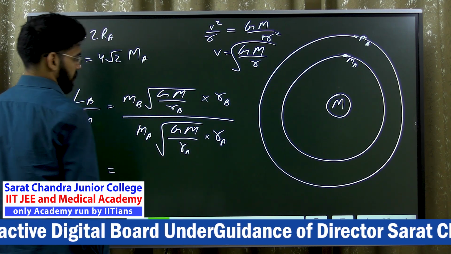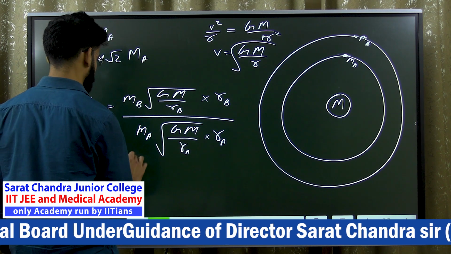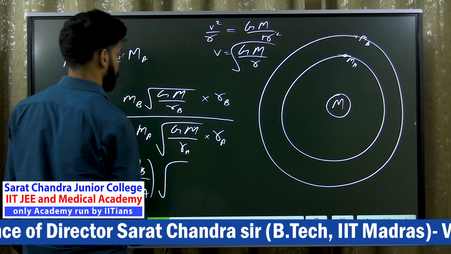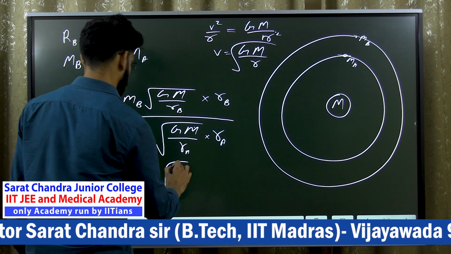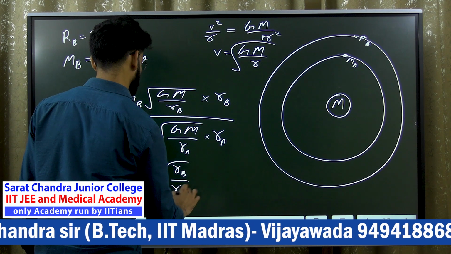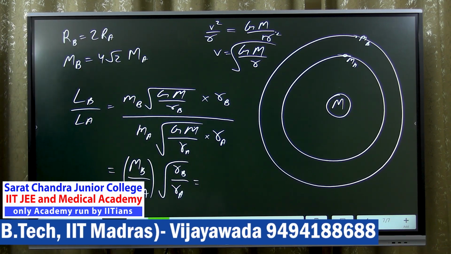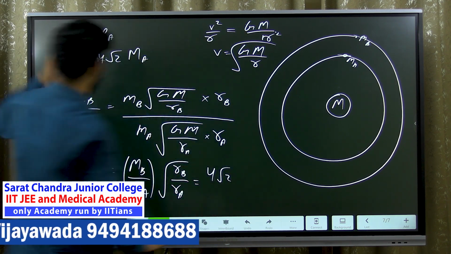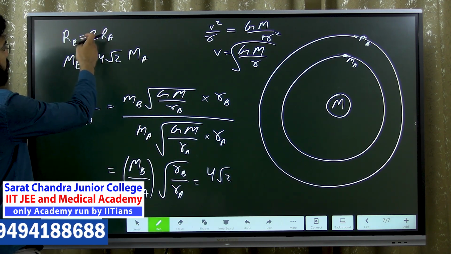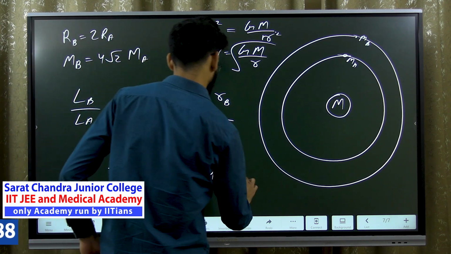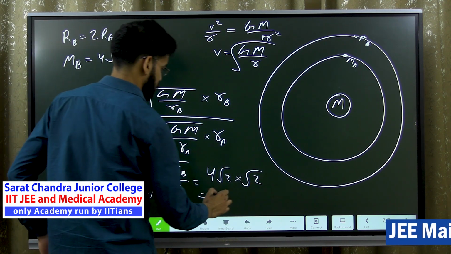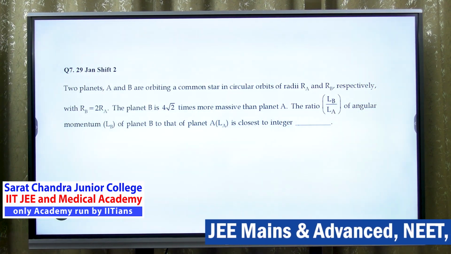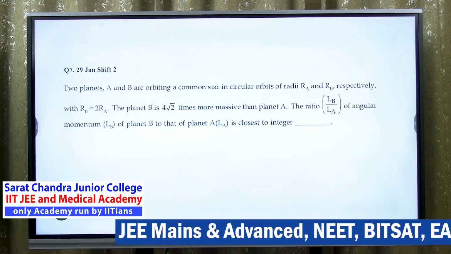So what can I say here, that this got cancelled out, so the MA and MB relation is what, MB by MA, and this will come under root of RB by RA. So MB by MA is 4 root 2 from this relation, RB by RA is 2, so under root 2, root 2 is here, right, so this will come 4 into 2, 8. Okay, so 8 is your answer. So for this, the answer is 8. Question number 7, answer is 8.